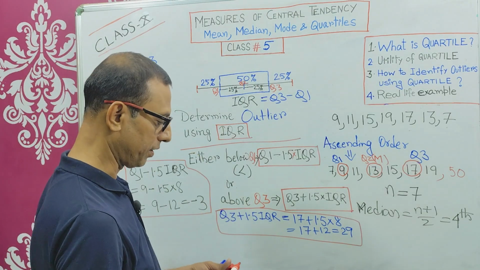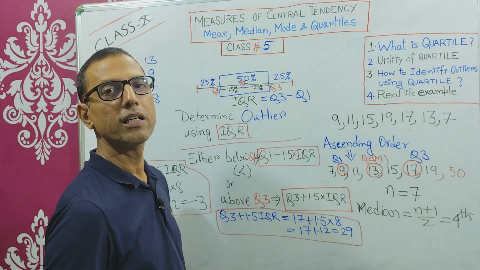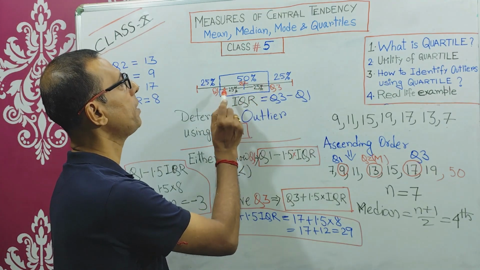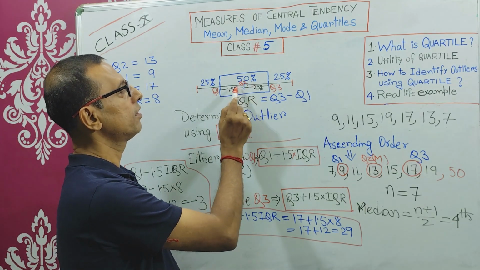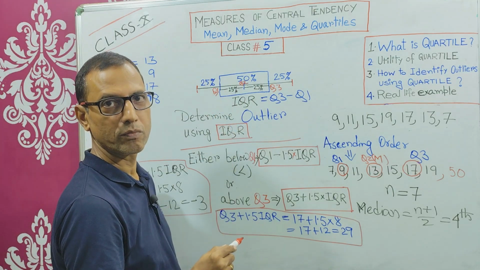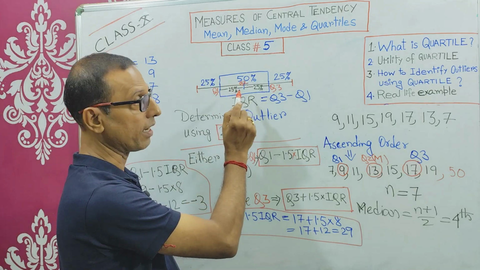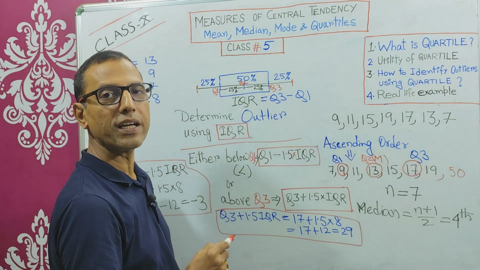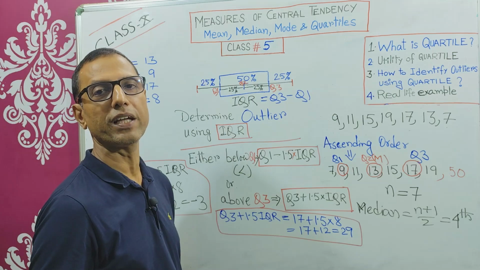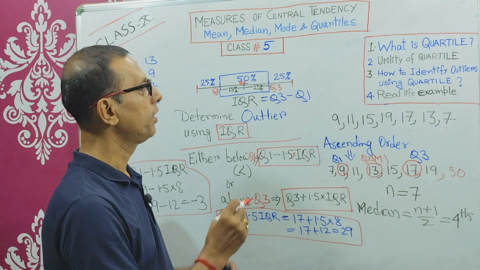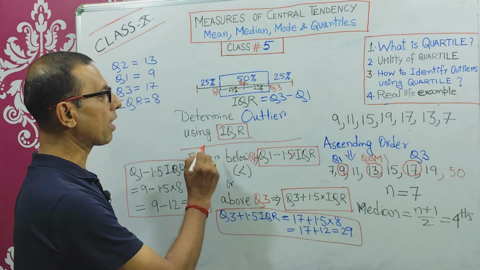There is one more utility. If the IQR value is very low, that means this 50% of data set in the IQR, the variability of the data set is very low. That means it's a more consistent data. And if the IQR is very high, that means the variability within this 50% data set is very high. So it is a dispersed kind of data. Okay, so that is the purpose of determining IQR.